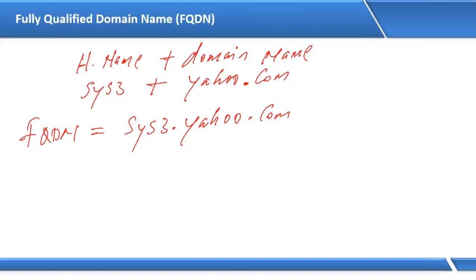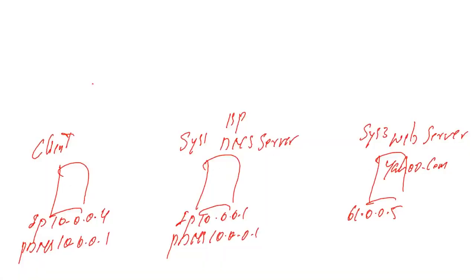System1.zoom.com. So tell the user, sir, when you are accessing the website, go to the browser and you have to type the fully qualified domain name, that is system3.yahoo.com. Once you press enter, the request will go from the client to the DNS server. The DNS server resolves the name to IP, then you can access.